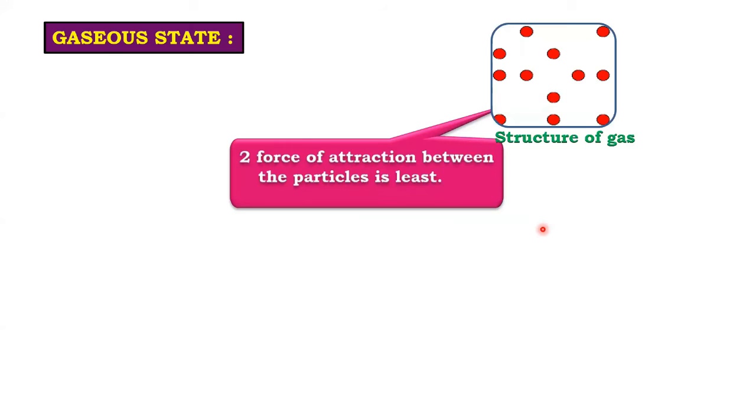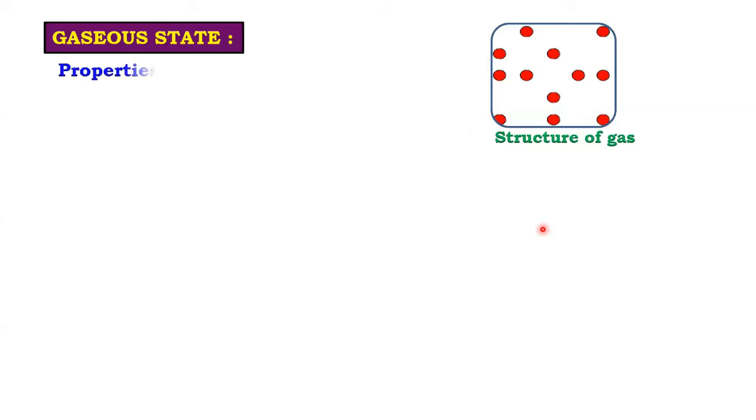Okay, the next property: force of attraction between particles is least. I've already explained this to you. Next, the kinetic energy of the particles is highest because these particles will be having enough space to move freely here and there. There is more amount of movement, and because there is more movement, these particles will be having more kinetic energy. आगे देखते हैं.